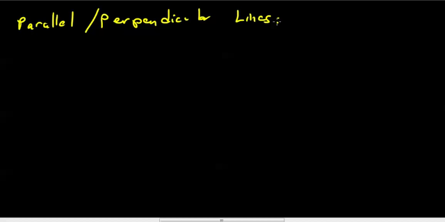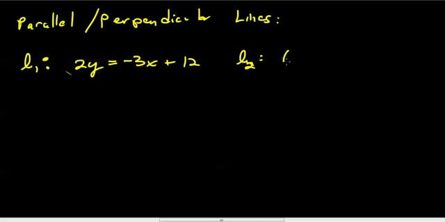Alright, I want to talk about one more subtopic here, parallel and perpendicular lines. Well, we know from section 2.3 that parallel lines have equal slopes and perpendicular lines have negative reciprocal slopes. Alright, so let me cite to you a problem type. Let's say we've got a line. I'll call it line 1, L sub 1. And I'll say it has this equation, 2y equals minus 3x plus 12. And let's say I've got a line, I'll call it line 2, L sub 2, and I'll say this line has equation 6x plus 4y equals 7.